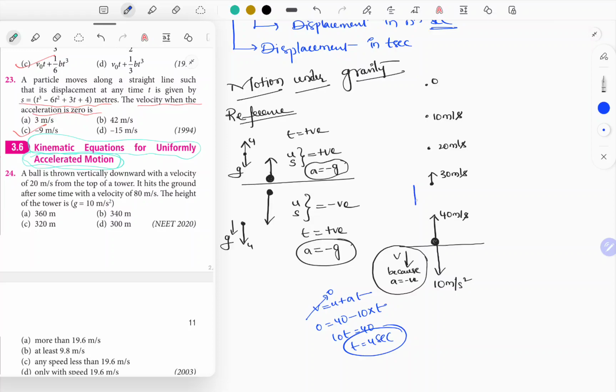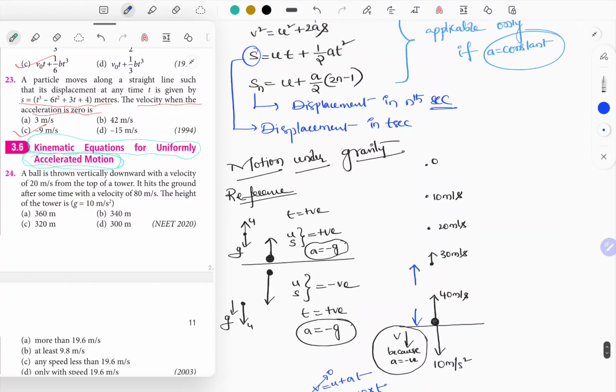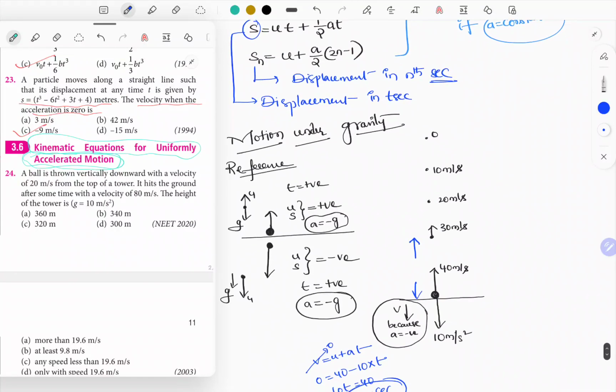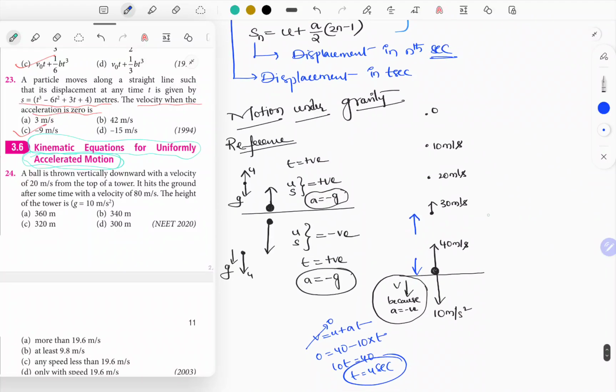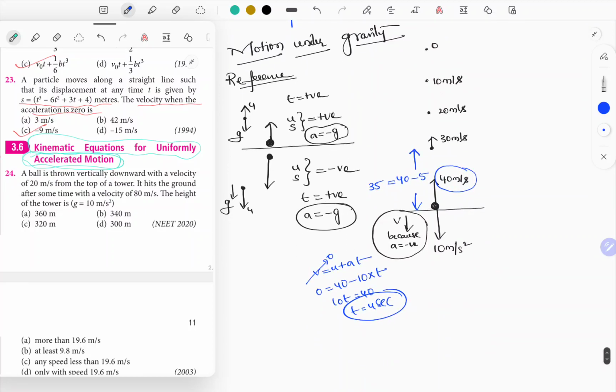Okay, what about the distance traveled in this 1 second duration? You can use this equation, s is equal to ut plus half at square, or s_n is equal to u plus a by 2 into 2n minus 1, doesn't matter. Now I'll give you one trick, just remember that if the initial velocity is 40, then the distance traveled by the object in the first second is going to be 40 minus acceleration due to gravity by 2, that is 5. So 40 minus half of the acceleration, that is equal to 35. Just remember this. If you want me to give the proof, I'll give you the proof.